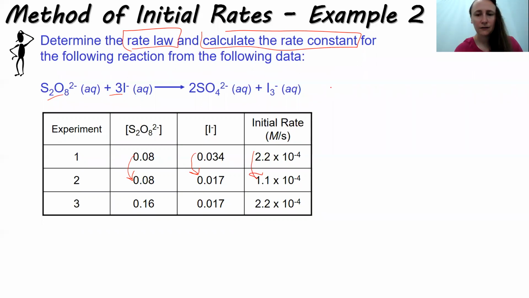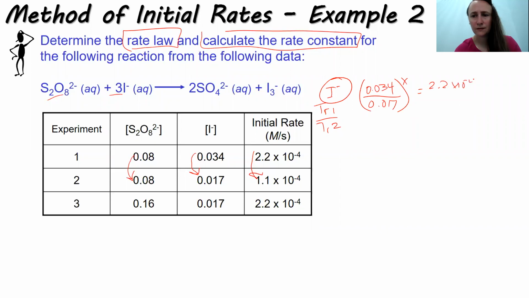So this is going to be for the I minus, because my S2O8 2 minus is being held constant. So I like to deal with the bigger numbers on top. So I'm going to do trial 1 over trial 2. So I have 0.034 over 0.017 raised to a power equals 2.2 times 10 to the negative 4 over 1.1 times 10 to the negative 4. So I end up with 2 to the x equals 2.